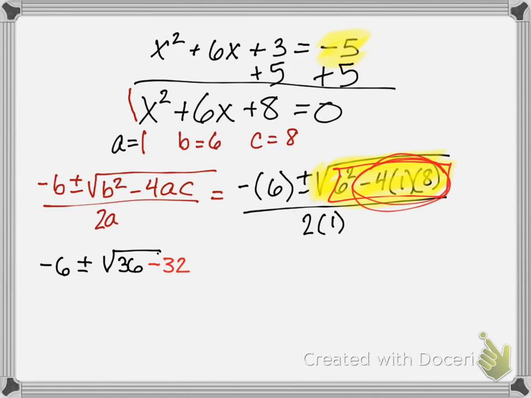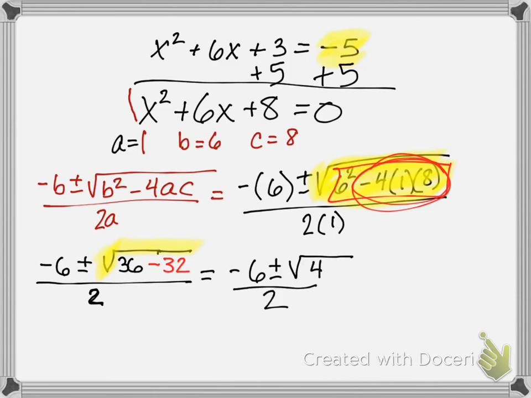So I'm going to continue simplifying, bring down my 2 times 1, which is just 2, so I'm going to leave this as just 2 at the bottom here. Now I'm going to continue simplifying my square root symbol, which again is still right here. I have a negative 6 plus or minus the square root. 36 minus 32 gives me a 4 all over 2.